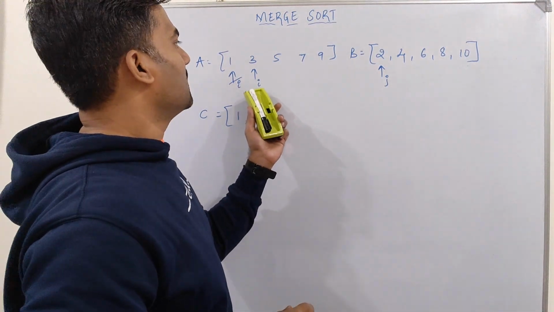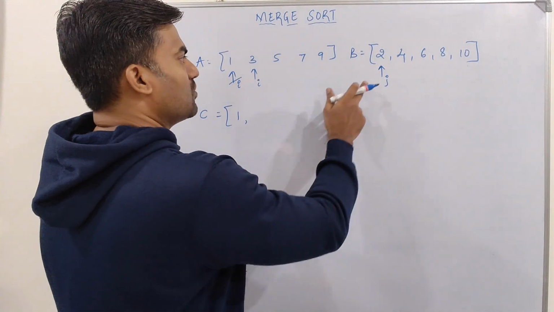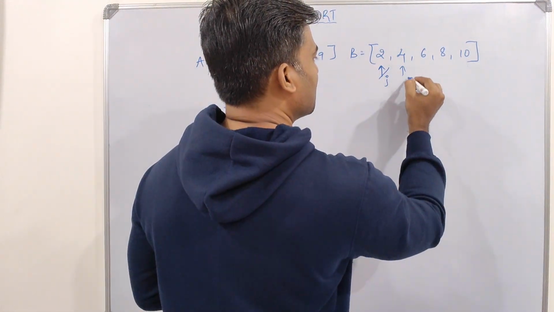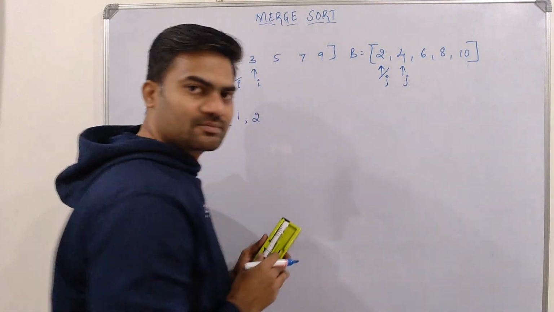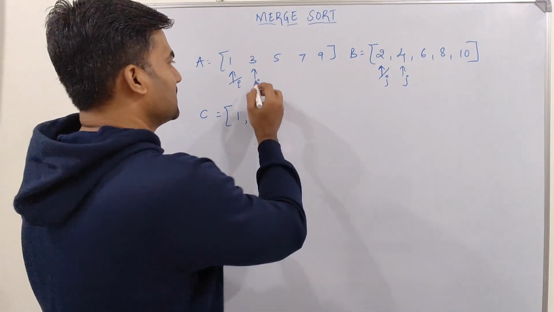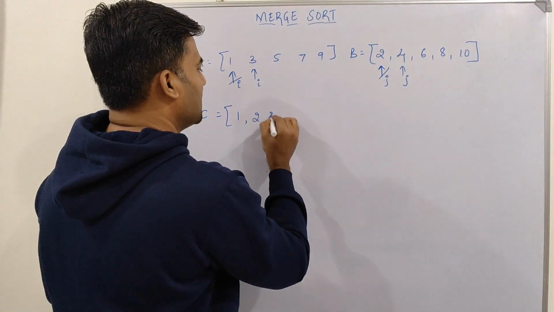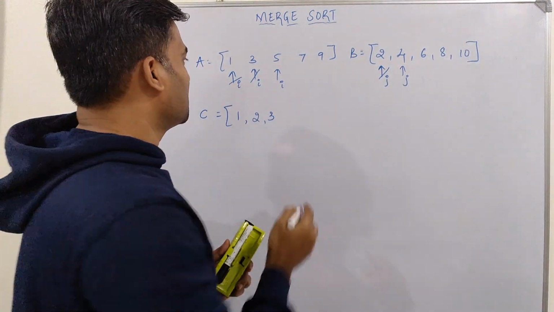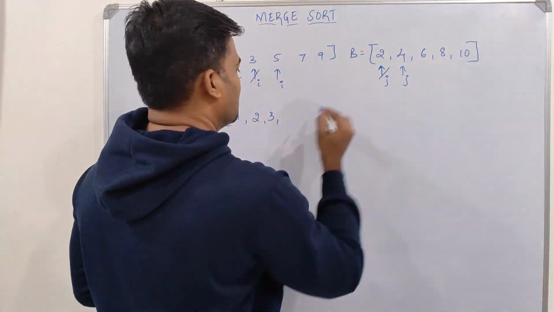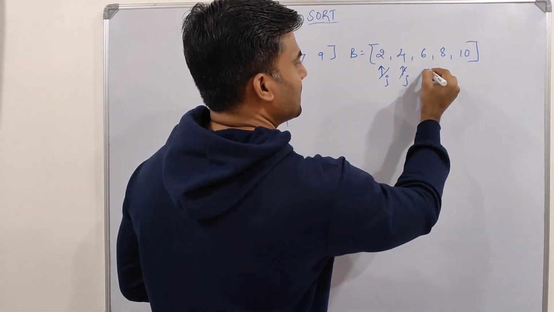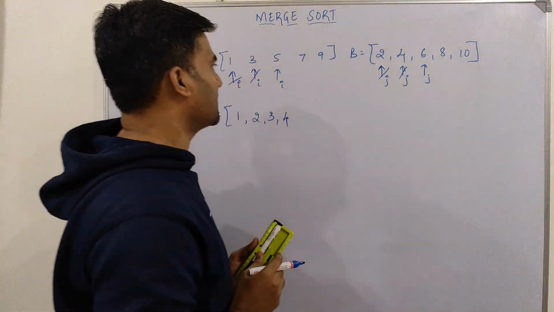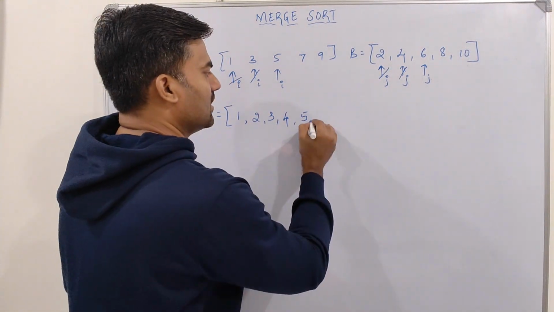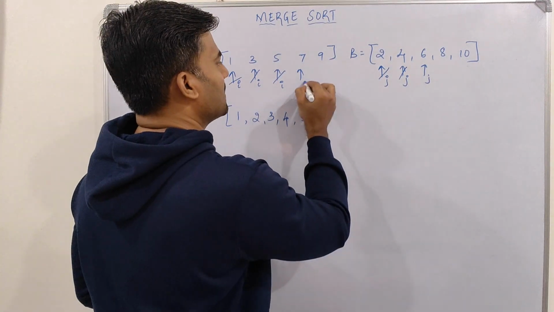Now I will compare these two elements. Which one is smaller? This is smaller, so I'll take that element and again increase my j pointer. I'll keep doing this. Now out of these two, this is smaller. I'll pick this and increment this pointer. Next 4, so j gets incremented. Now out of these two, 5 is smaller, so I'll take 5 and increment the I pointer.